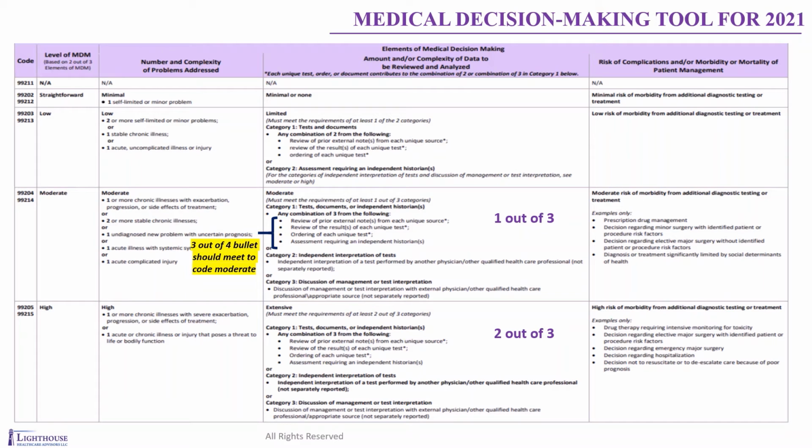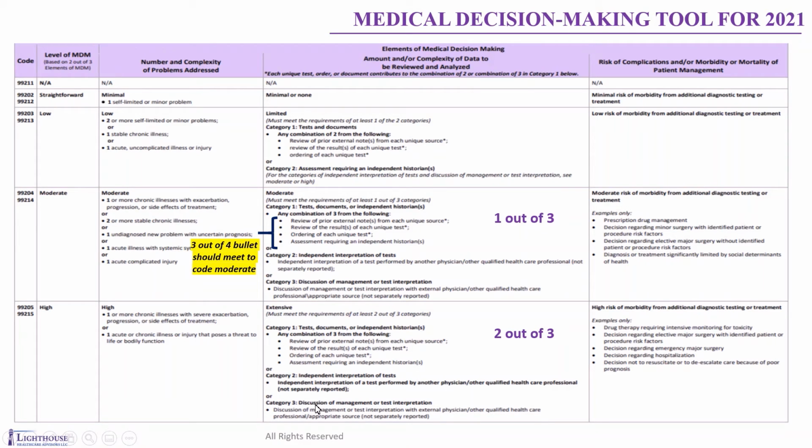In the first column, number and complexity of problems addressed remains the same except that mild exacerbation is removed. In the second column, data reviewed and analyzed, you will find category 1, 2 and 3 added to the MDM table. If 99204 or 99214 is to be reported for a visit, then one of the categories of amount and complexity of data reviewed and analyzed should be met. To report 99205 and 99215, 2 out of 3 categories should be met.